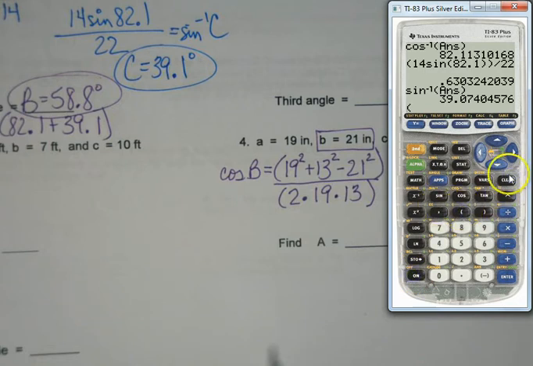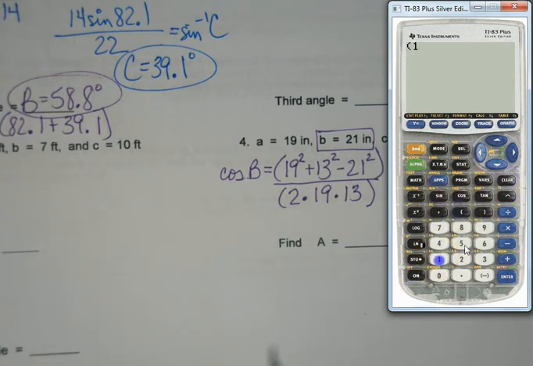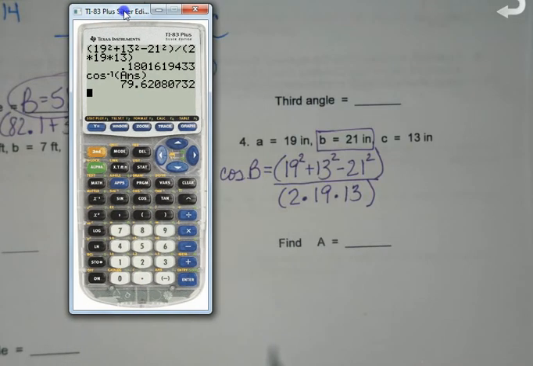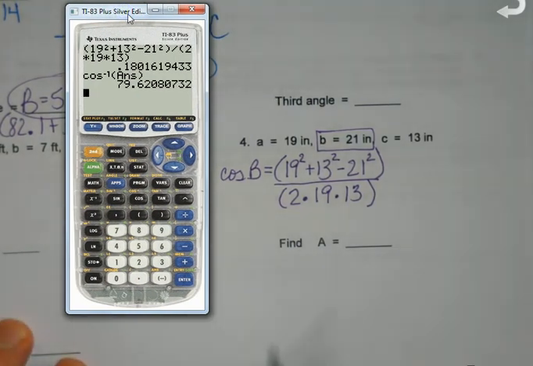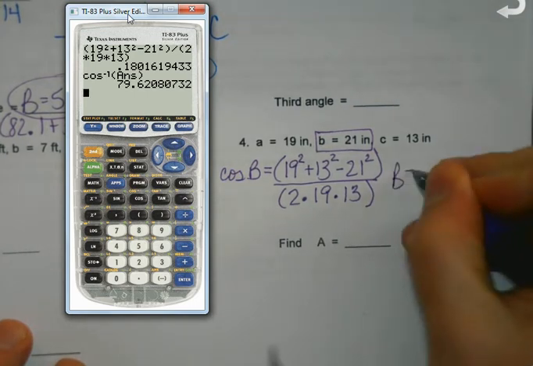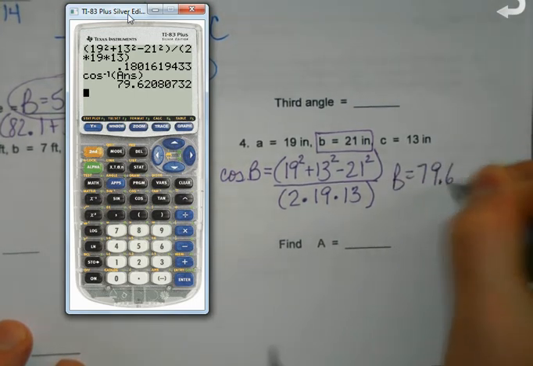And I let the calculator do its thing. Again, parentheses, critical. Forget parentheses, forget about getting the right answer. Unless you're going to do a lot of individual pieces. And again, I'm doing cosine with this one. So second cosine, I'm looking for an angle. So it looks like B is going to be 79.6.